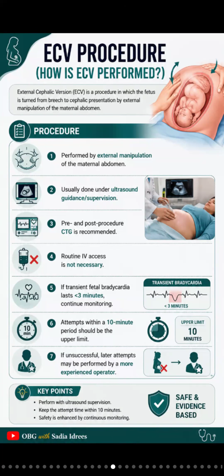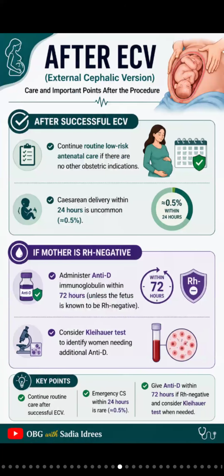Because there is a risk of bleeding, there is a risk of abruption. You have to know that. So perform with ultrasound supervision, keep the attempt time within 10 minutes, and safety is enhanced by continuous monitoring. After ECV, continue routine low-risk antenatal care if there are no absolute obstetric indications. Cesarean section within 24 hours is uncommon. Also administer anti-D immunoglobulin within 72 hours and consider the Kleihauer-Betke test to identify women needing additional anti-D.